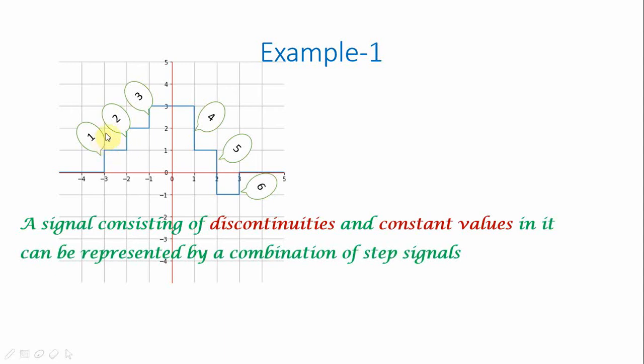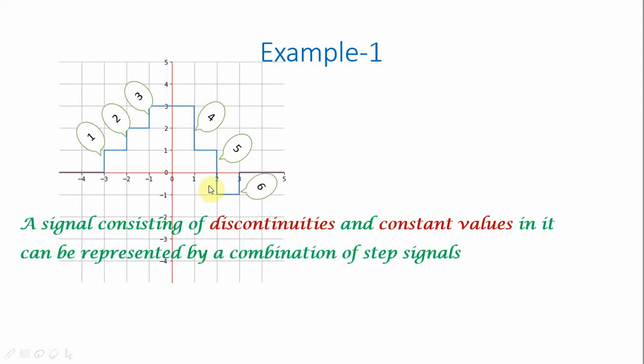Between discontinuities 1 and 2, the signal has a constant value of 1, and between discontinuities 2 and 3, the signal value is constant at 2, between 3 and 4 it is constant at 3, between 4 and 5 it is constant at 1, and between 5 and 6 it is constant at -1. The signal exists from t is equal to -3 to +3. So let us see how to construct a mathematical expression for this using the step signal.